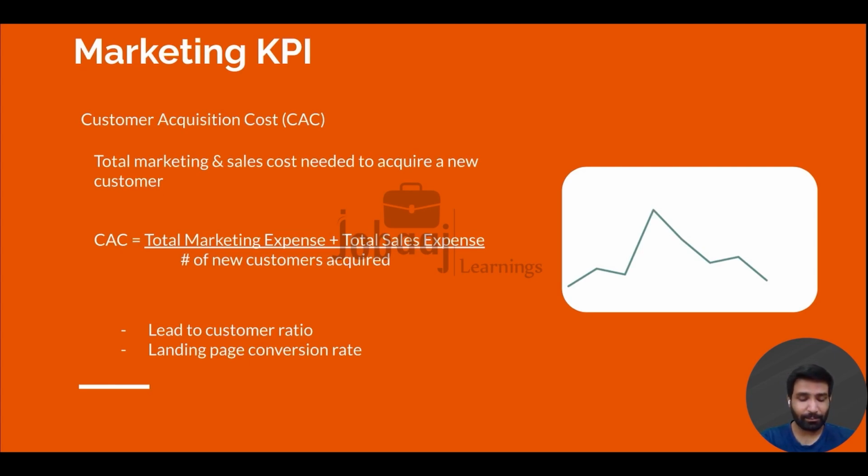And a few other KPIs can be the lead to customer ratio. Again, I have given my sales team 10 leads and they have converted one. So my ratio will be 1 by 10. Landing page conversion rate.